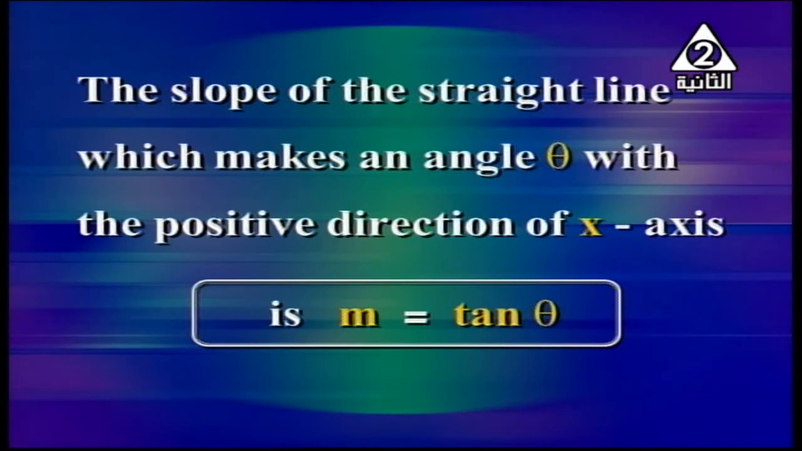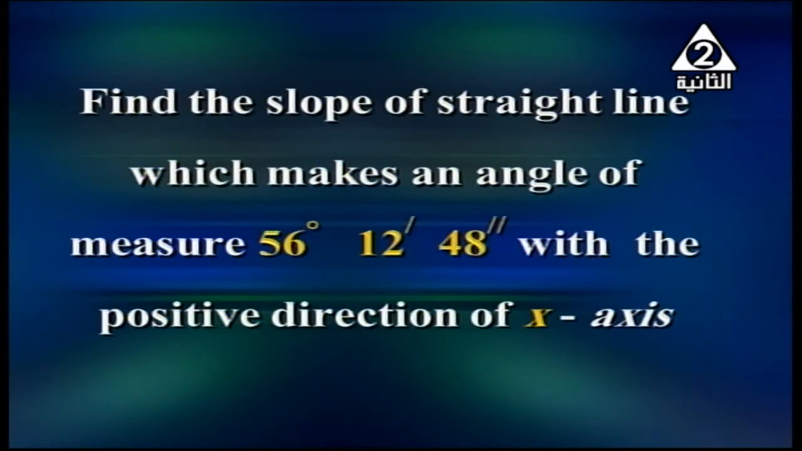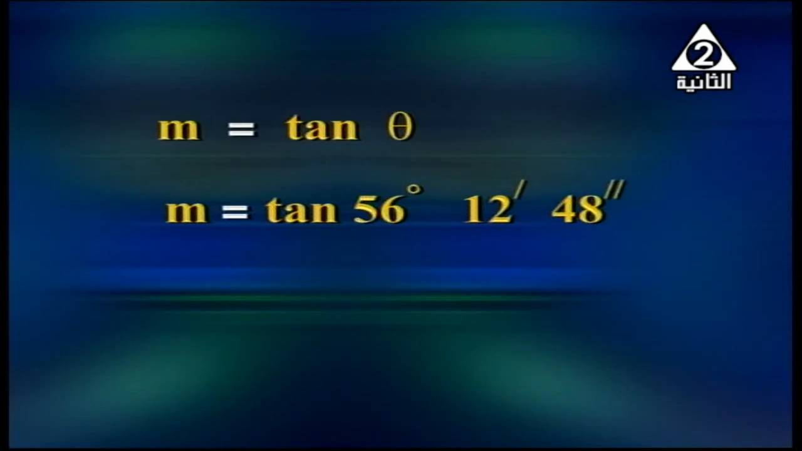Let us have some examples. Find the slope of the straight line, which makes an angle of measure 56 degrees, 12 minutes, 48 seconds with the positive direction of the x-axis. First of all, what about the slope? The slope equals tan theta. It means that the slope will be tan 56 degrees, 12 minutes, 48 seconds. By using your calculators, you are going to find that the value of the slope will be 1.4945.